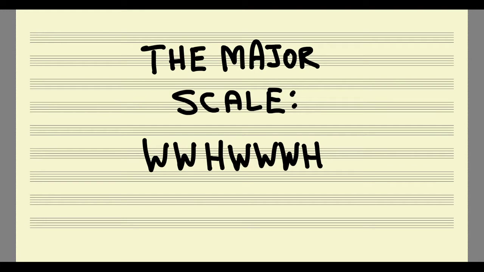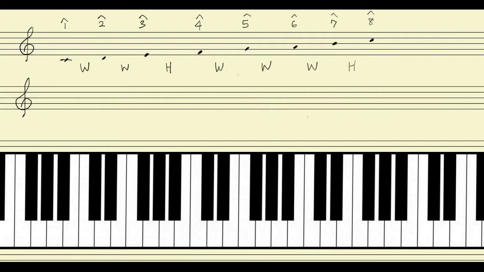Whole, whole, half, whole, whole, whole, half. That pattern of whole steps and half steps is the DNA of the major scale. If you memorize that pattern, if you internalize that pattern, you will be able to create a major scale on any one of the 12 chromatic notes. Let's try an example and see how this would work.